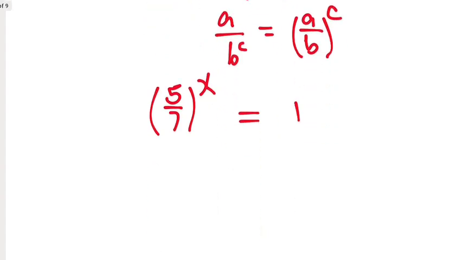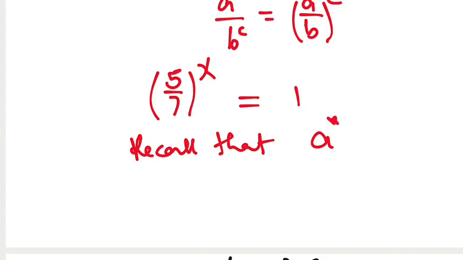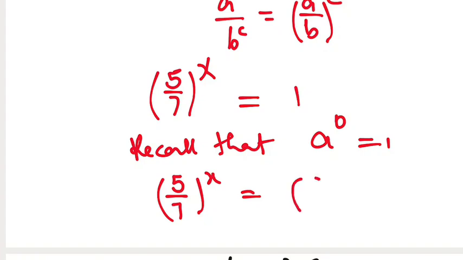Alright, so from there, you have to recall that a number that is not 0 raised to the power of 0 will give us what? Will give us 1. So a to the power of 0 will give us 1. So therefore, we can have 5 over 7 to the power of x, and I will write 1 as 5 over 7 to the power of 0.